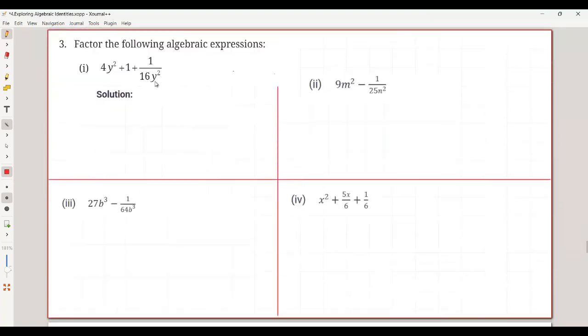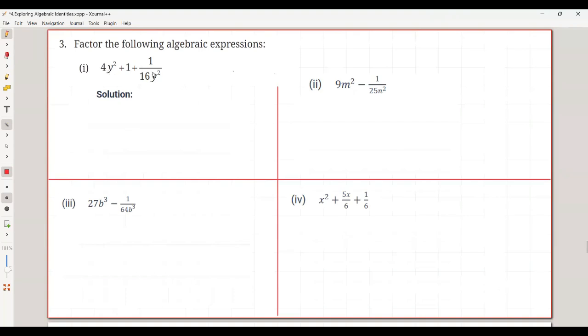Right. So next, factor the following algebraic expression. So we are going to factorize. Before, we just expanded using the formula. Here we are going to factorize. Expanded form is given, so we have to factorize. Expanded form means without bracket. Factor form means we have to write with bracket.